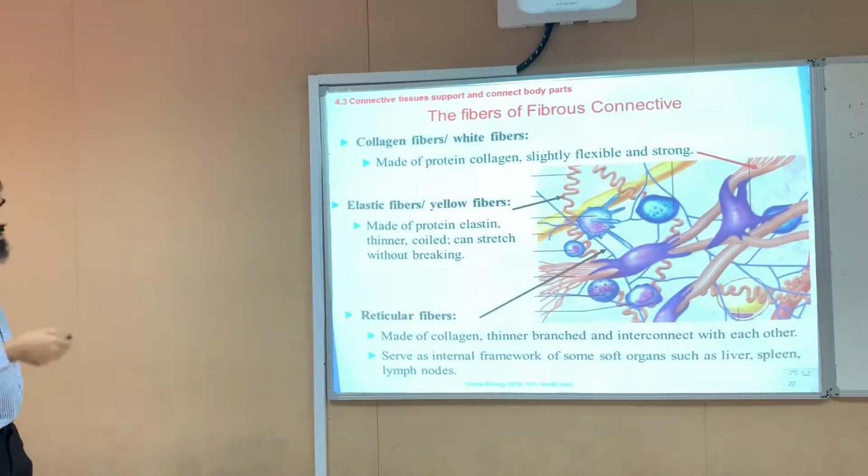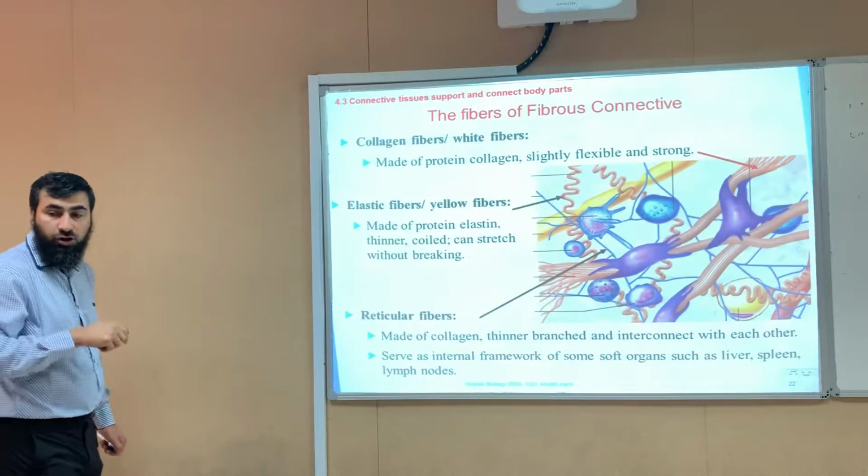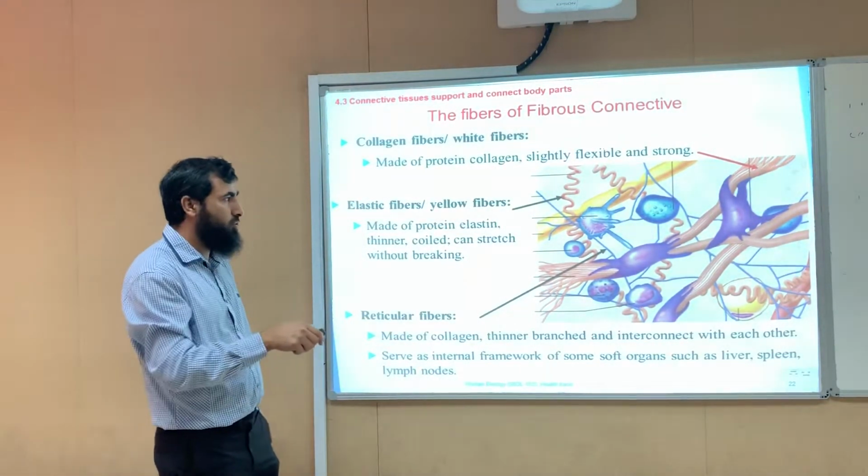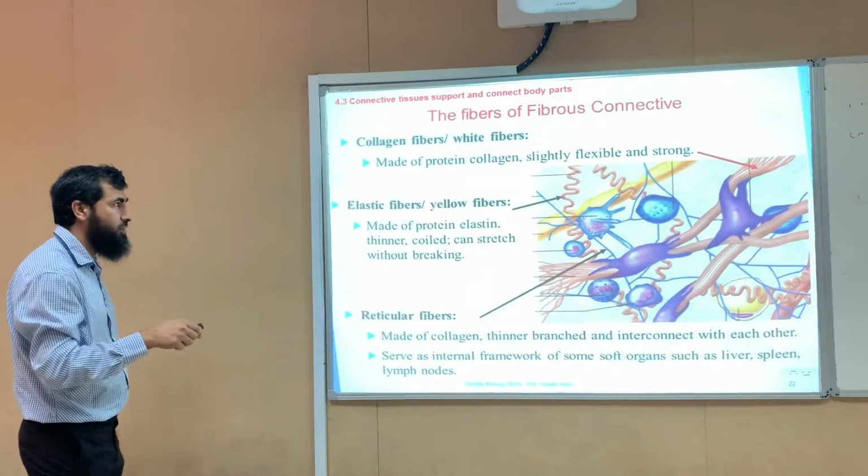So let's have a look at the different types of fibers produced by these fibroblasts. We said we have the collagen fibers, okay? These are made up of collagen. They're slightly flexible, but they're very strong, okay? These are the stronger fibers, the collagen fibers, the white fibers.